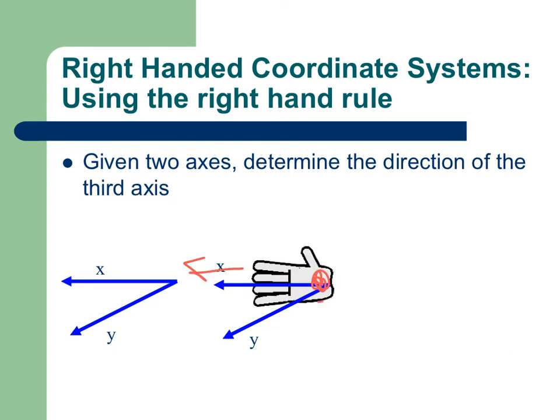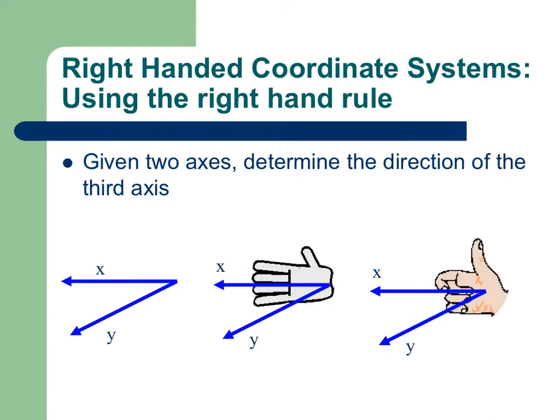Remember, this down and to the left arrow means it's coming out of the page, so the palm of this hand is pointing out of the page. And if you do it right, you'll see that when you curve your fingers from positive X towards positive Y and stick your thumb out, your thumb is going to point in the positive Z direction. So there you go. Positive Z in this case is going to be straight up.